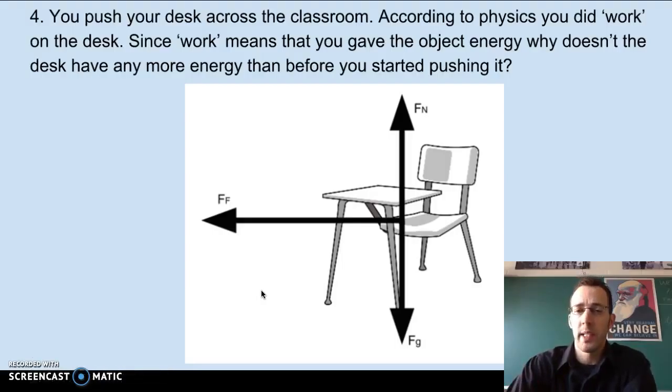So, what gives? Where'd the energy go? Well, the key to that is friction. The friction on the book, or excuse me, on the desk, when it slides, is going to take all that energy away.